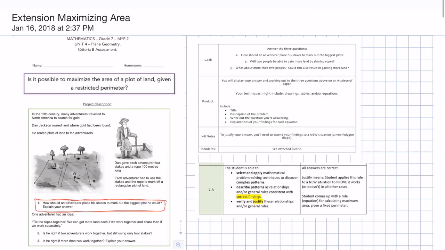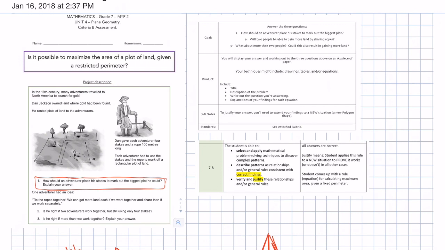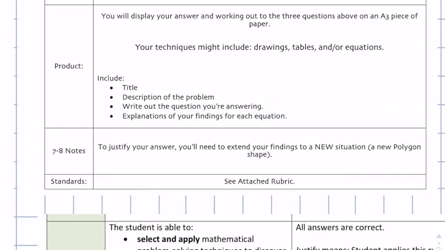I'm going to do my best to give you guys a bit of an explanation of what I'm looking for in the extension or 7-8 level question when it comes to this assessment on maximizing the area given a restricted perimeter. So what I want you guys to do here is take a pattern that you've noticed and extend it to a new situation.